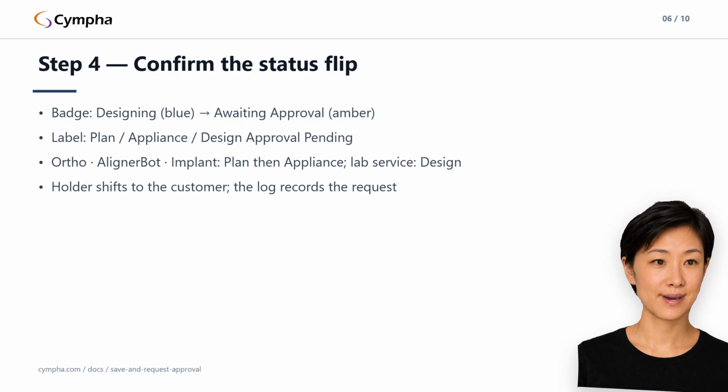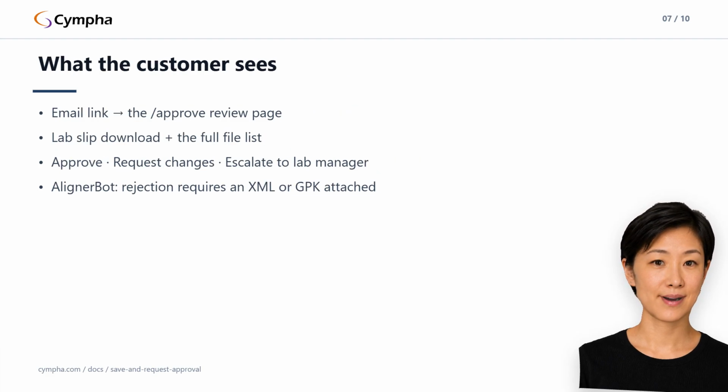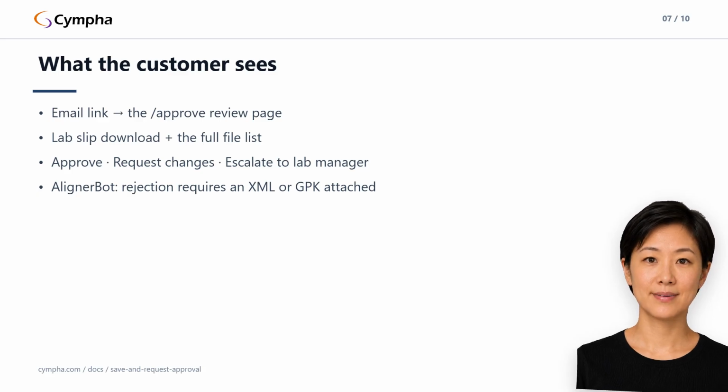It's worth being clear about which is which, because operators do ask. Self-approve runs the plan step approval automatically, right there on your workstation. It's the "I'm both the lab and the doctor" path, for cases with no external customer to consult. Request approval is the standard path that bounces the case out to a real customer for their sign-off. Pick the one that matches who the actual customer on this case is.